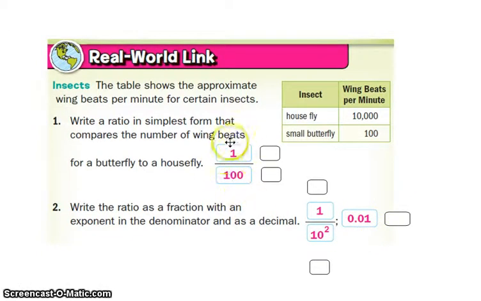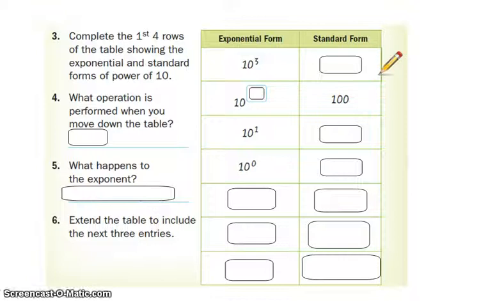Like we would read this fraction, 1 over 100, we say 1 100th. This is 1 100th, okay? Now, in this chart, they want you to complete the first 4 rows of the table showing the exponential and standard forms for the power of 10. In this column right here, this is your exponential form. This is your standard form, and standard form just means write it as a regular number.